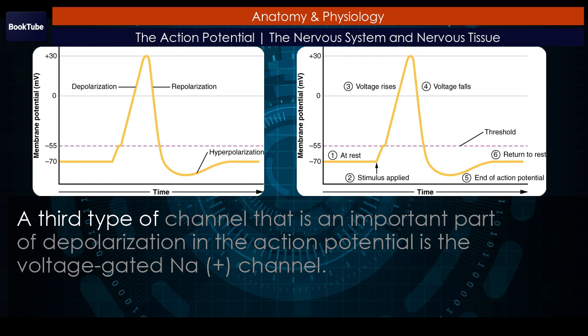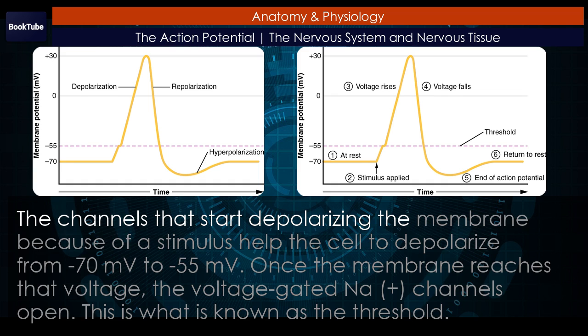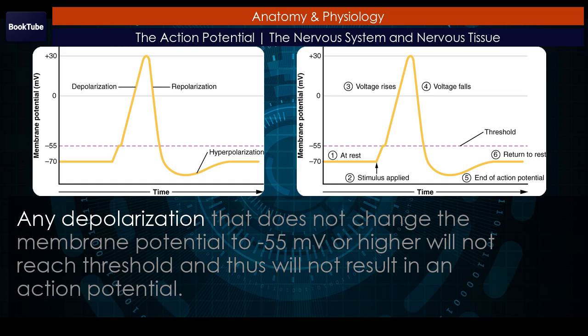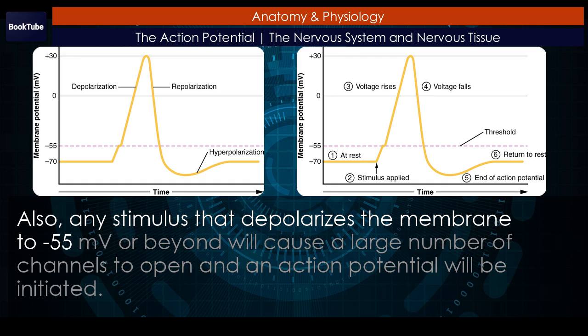A third type of channel that is an important part of depolarization in the action potential is the voltage-gated Na+ channel. The channels that start depolarizing the membrane because of a stimulus help the cell to depolarize from -70 mV to -55 mV. Once the membrane reaches that voltage, the voltage-gated Na+ channels open. This is what is known as the threshold. Any depolarization that does not change the membrane potential to -55 mV or higher will not reach threshold and thus will not result in an action potential. Also, any stimulus that depolarizes the membrane to -55 mV or beyond will cause a large number of channels to open and an action potential will be initiated.